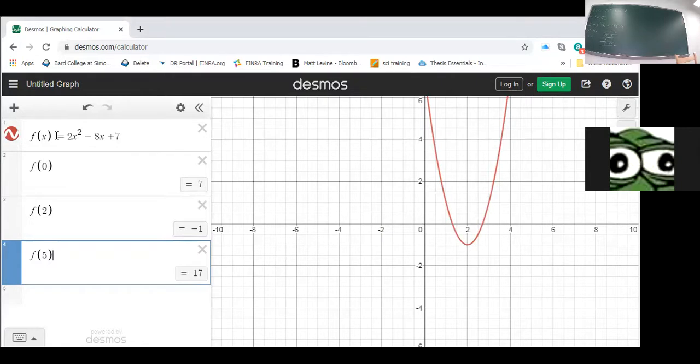It's telling me that the maximum occurs at x equals 5 and is equal to 17. So the absolute maximum on the interval from 0 to 5 is 17, and the absolute minimum on that same interval is -1.